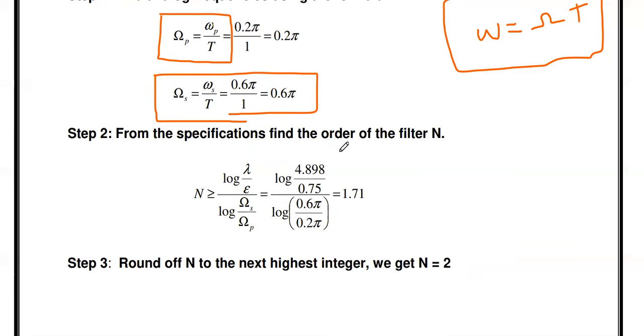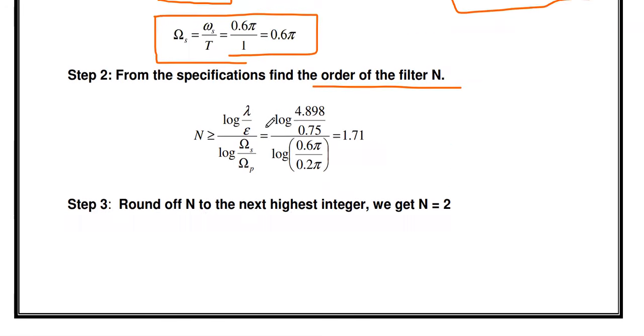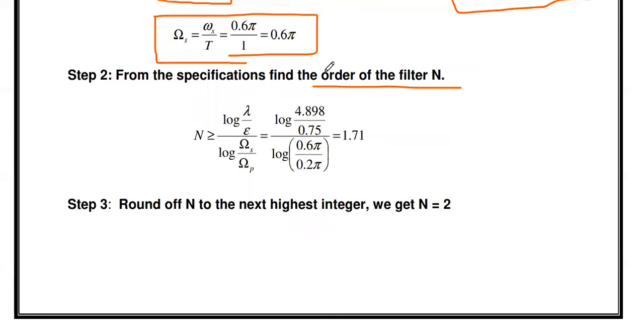Then the next step, you already know. The next step is we have to design the Butterworth filter. For the Butterworth filter, you already know the procedure. What is the step? We have to find the order of the filter. What is the formula in order to find the order of the filter? N greater than or equal to log of lambda by epsilon divided by log of omega s by omega p. So you know all the values. Lambda we calculated 4.898, epsilon 0.75, omega s and omega p just now calculated 0.65, 0.25. So you substitute, you find the answer 1.71.